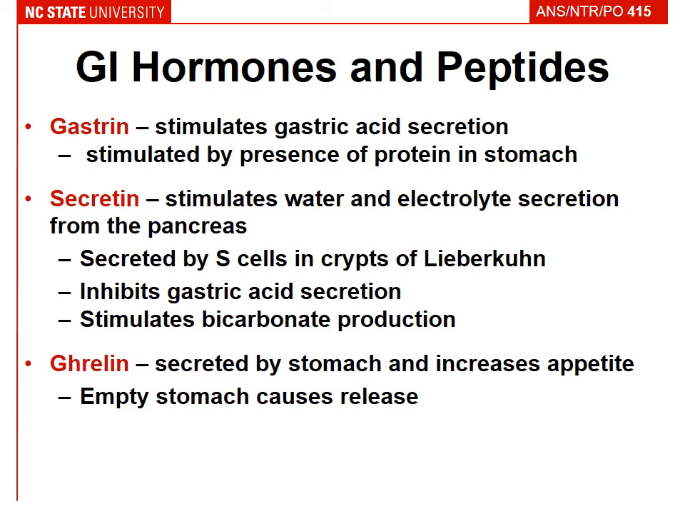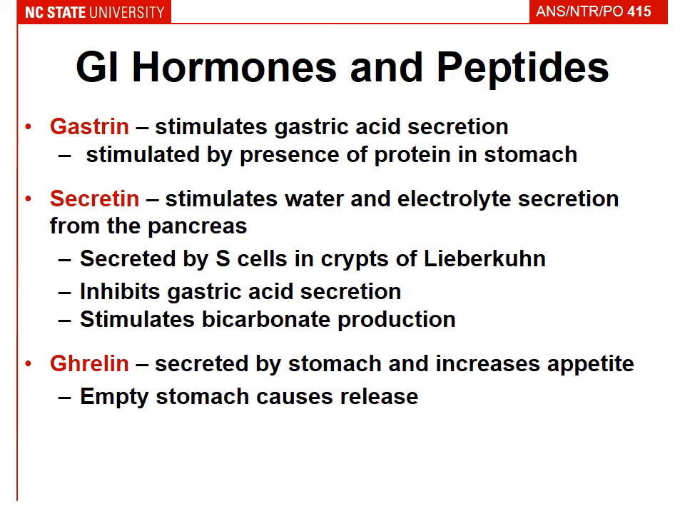Next, we have secretin, and this stimulates water and electrolyte secretion from the pancreas. So this is what's causing the bicarb to be released that's able to neutralize the pH. It's secreted by the S cells within the crypts of Lieberkühn, and it also ends up inhibiting gastric acid secretion.